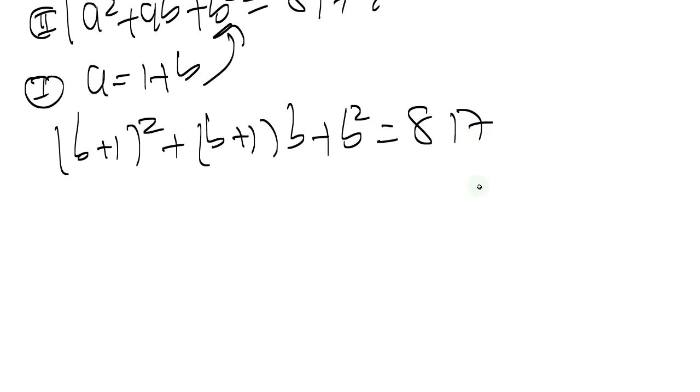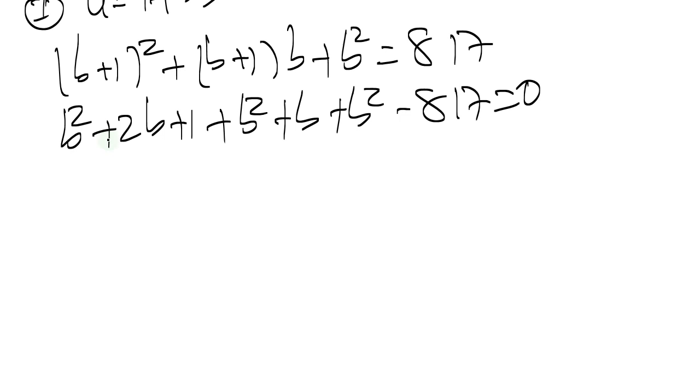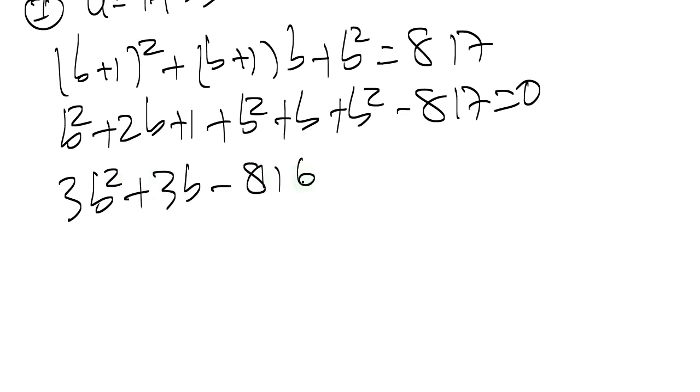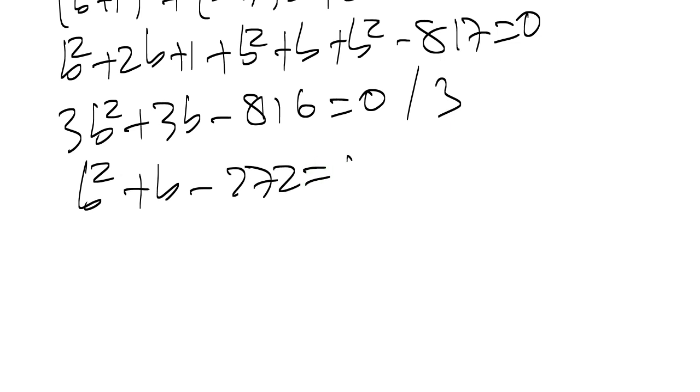So replacing this thing here, we're going to have b plus 1 squared plus b plus 1 which multiplies b plus b squared, and then is equal to 817. Okay, so from here we have b squared plus 2b plus 1 plus b squared plus b squared, and then minus 817, and then this is equal to 0. And then from here we have 3b squared plus 3b, and then minus 816 equals 0. So I'm going to divide all by 3, so I have b squared plus b minus 272 equals 0.